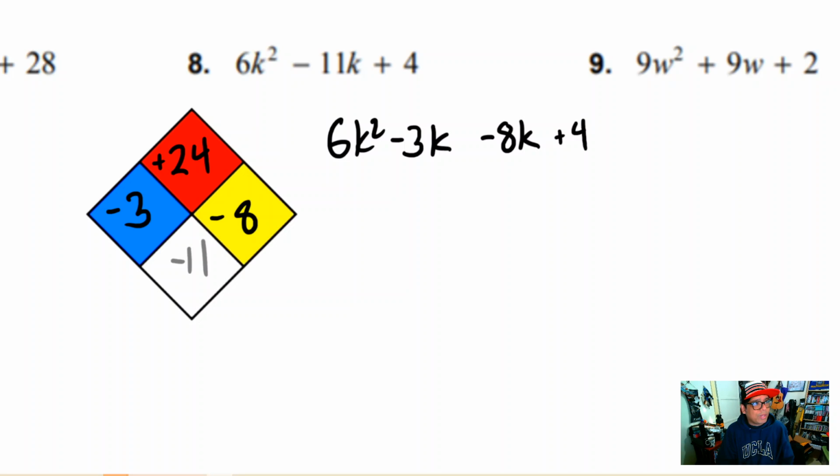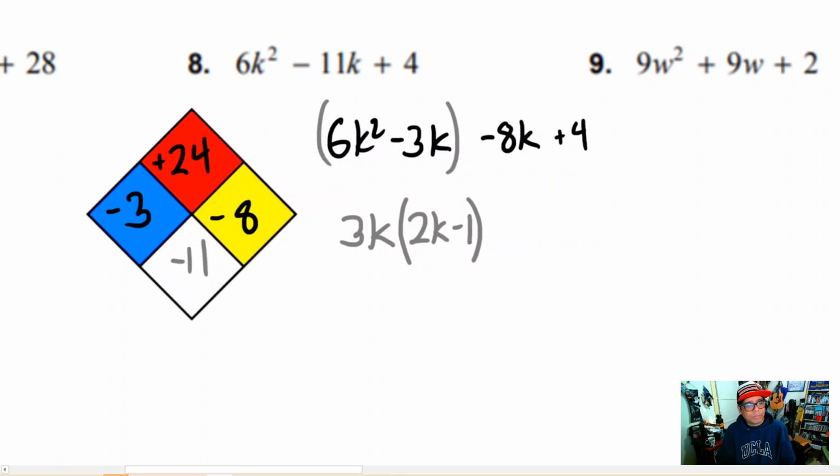We're going to group things. So our first group is going to be these two terms. And it looks like I can divide both terms by 3, and both terms have a k. This is going to be a pattern. This first grouping, you can pretty much always take out the variable. So you got 3k, and that leaves me with a 2k minus 1.